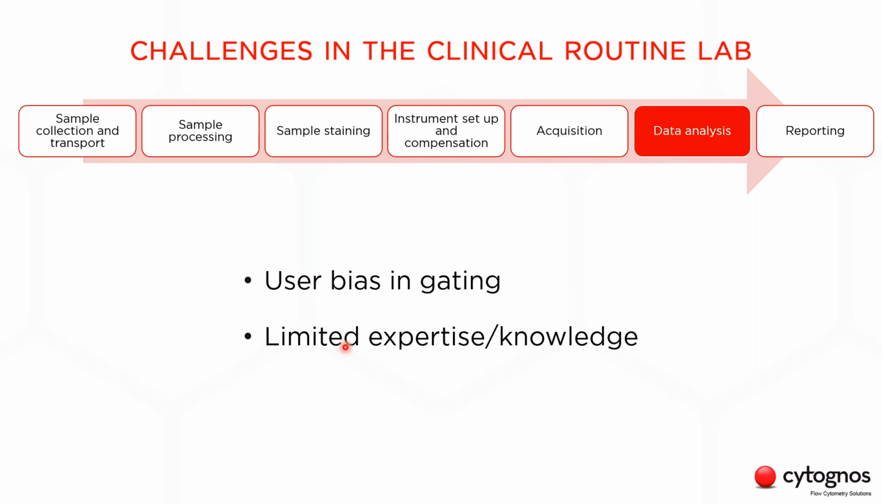When it comes to the analysis, there is always a user bias because positive and negative populations are clear or can be clear, but there is a lot of middle ground in between. So the final results highly depend on the analyst's expertise.